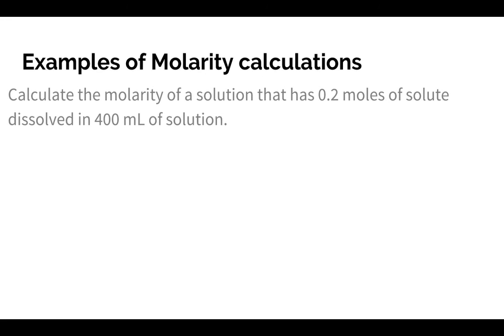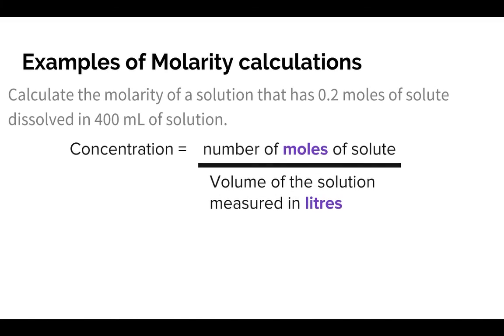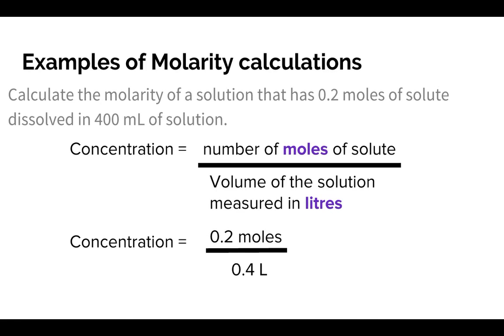Examples of these molarity calculations. This one here is asking us to calculate the molarity of a solution that has 0.2 moles of solute dissolved in 400 mLs of the solution. Using our equation, this is sometimes summarized to C equals n divided by V, where the concentration is equal to the number of moles of solute over the volume of the total solution. In this particular instance, the concentration is then equal to 0.2 moles divided by 0.4 litres. I've converted from the 400 mLs. The concentration is then equal to 0.5 moles per litre.